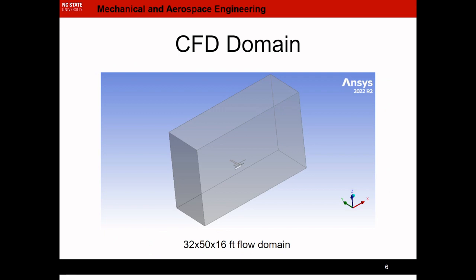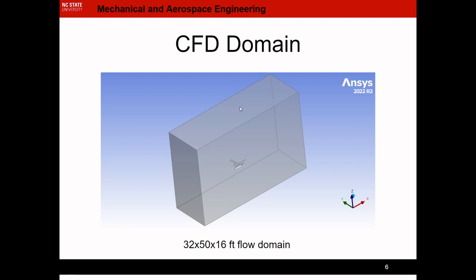So this is the CFD domain. It is 32 feet tall, 16 feet wide, and 50 feet long. It was made this big to ensure that the walls wouldn't interfere with the solution at all. This front left wall is the inlet, and the back right side is the outlet. The inlet is where I specified the velocity.